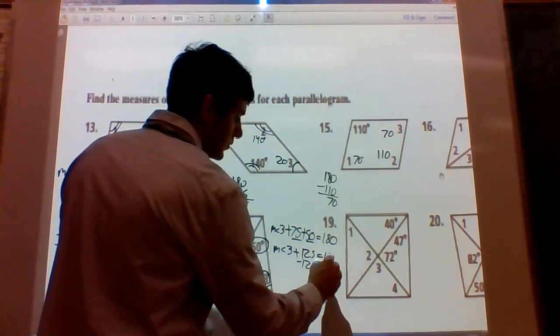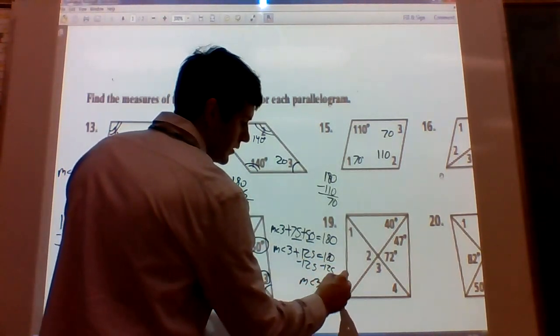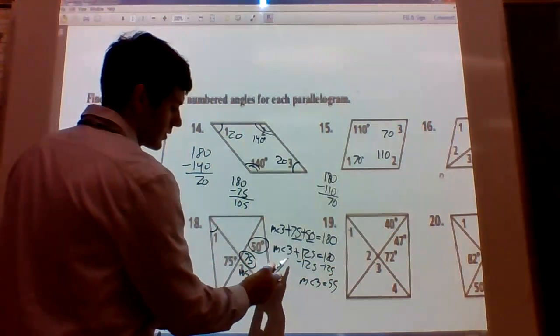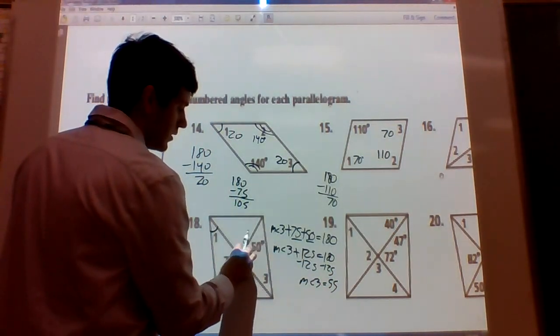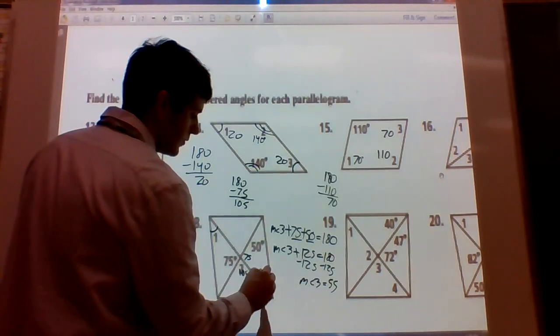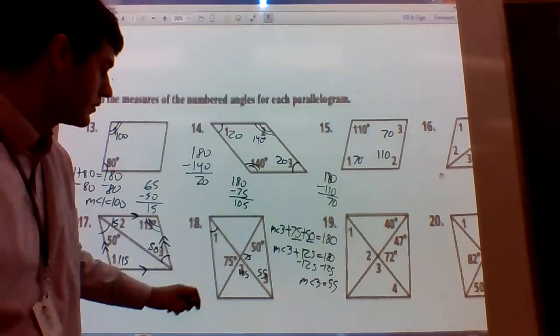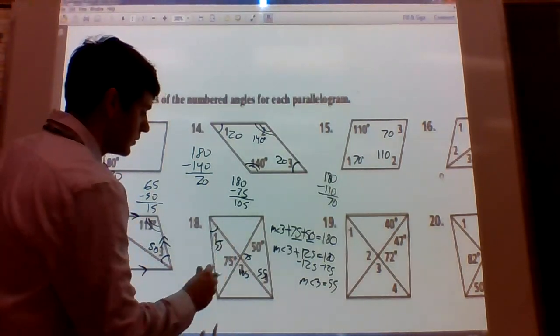Subtract 125 from both sides. The measure of angle 3 is going to be 55. So we know that angle 3 is going to be 55. So we have alternate interior. So this one is also going to be 50.